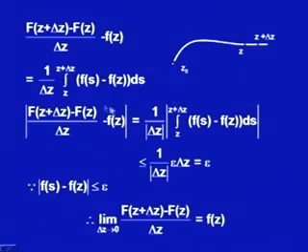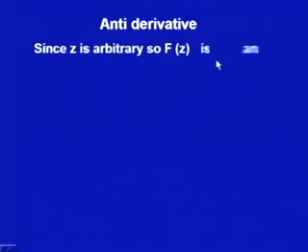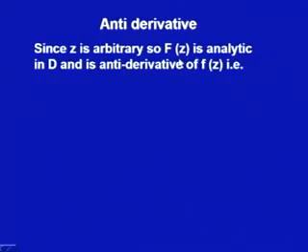Now use the first definition of the derivative. It says that the limit as delta z approaches 0 of F(z plus delta z) minus F(z) upon delta z would be small f(z). What does it say? It simply says, by the definition of derivative, that the derivative of capital F(z) is small f(z), or in other words, capital F(z) is the antiderivative of small f(z). So, z is arbitrary, and we have taken z arbitrary.